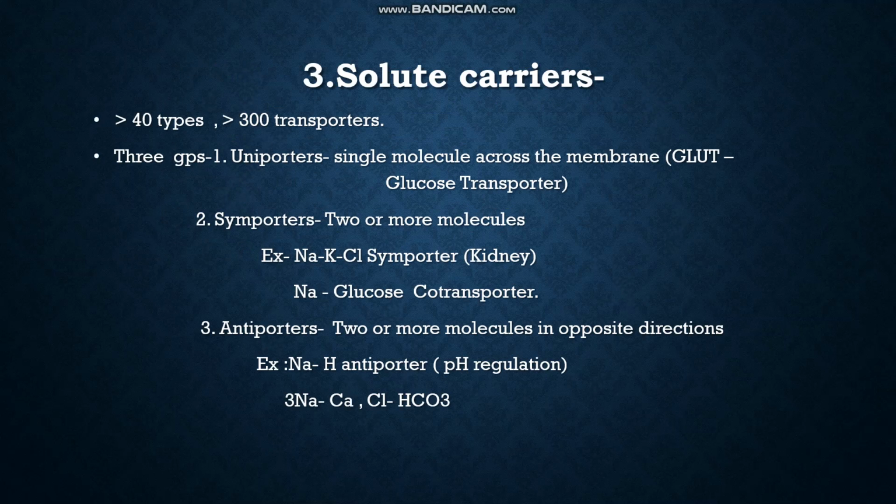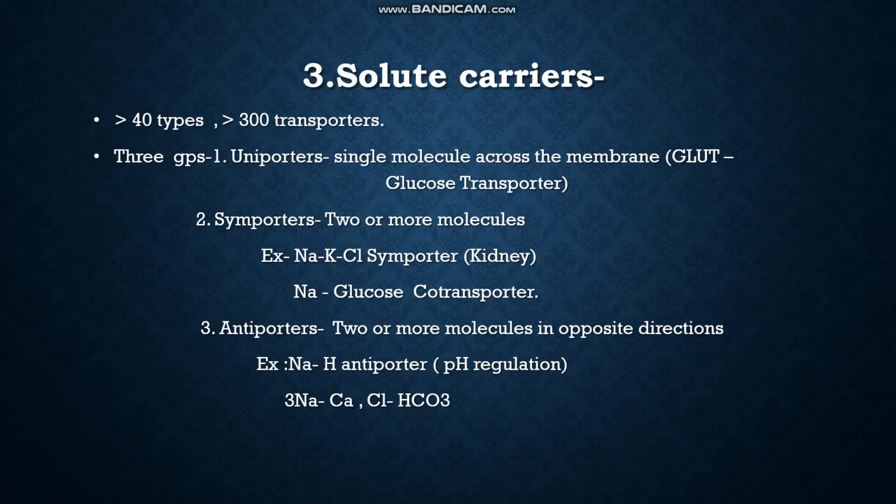Solute carriers. There are more than 40 types of solute carriers and more than 300 types of transporters. These can be of three types: uniport, symport, and antiport. Uniport means a single molecule is moving across the plasma membrane.